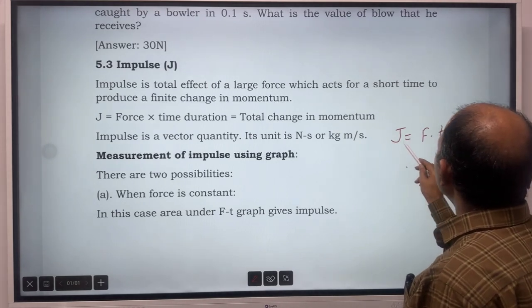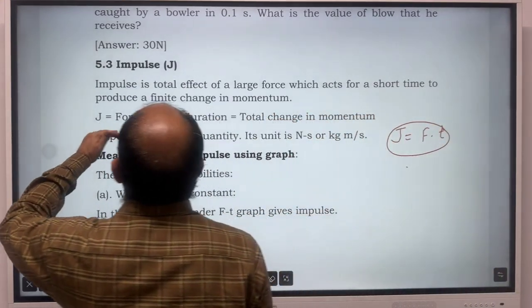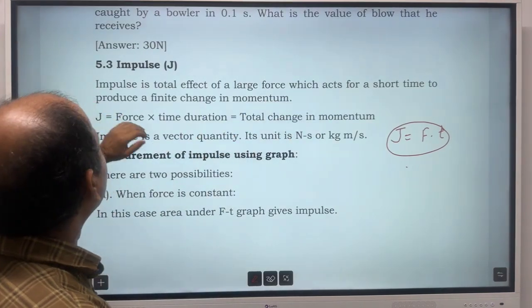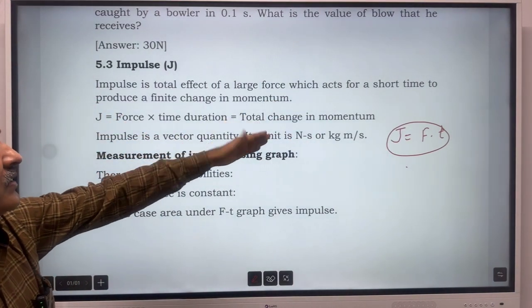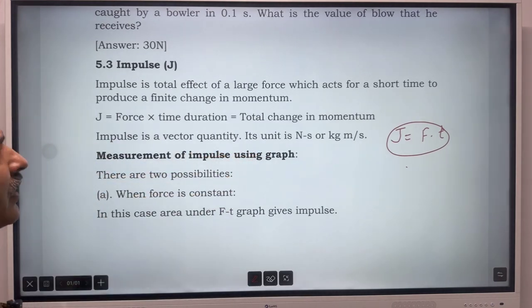So we are going to analyze why J equals change in momentum. Impulse is the total effect of a large force which acts for a short duration, and J is force into time, then total change in momentum, as I told you. Impulse is a vector quantity. Its unit is Newton second or kg meter per second.